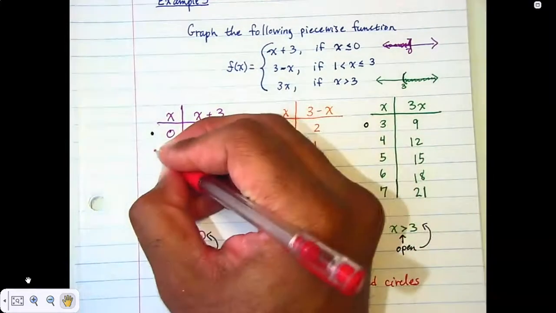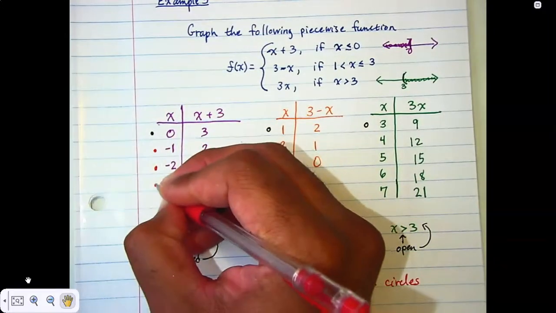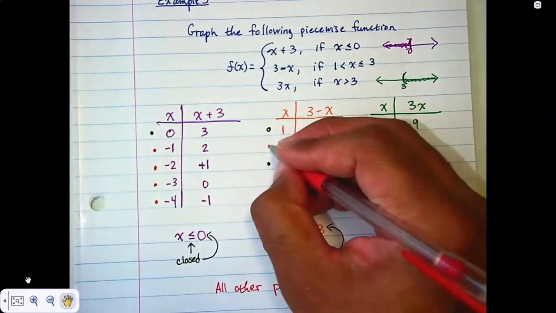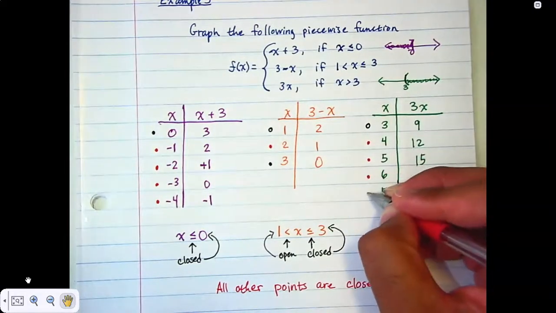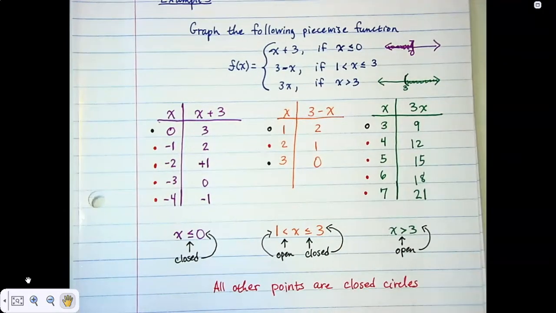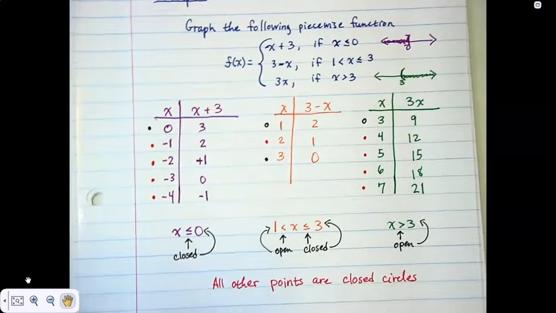So we close these, closed here, and here, and here, and here. We just closed it there, and here, and there. So if it's not one of these endpoints from your condition or your domain, your interval, your restriction, it's closed. All right, so we're good. We got it. We got the table going on.